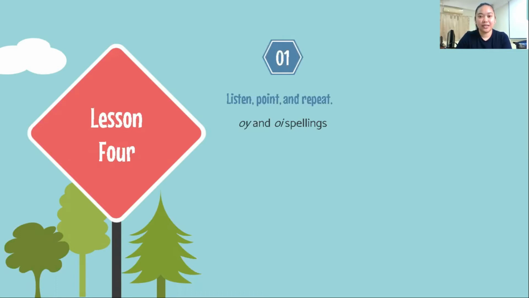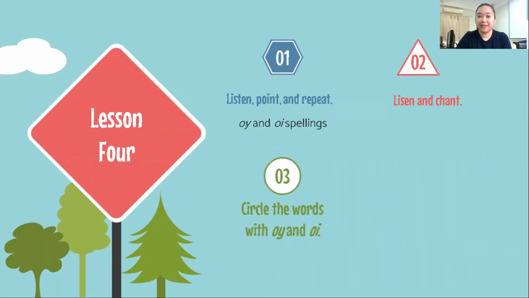1, we are going to do listen, point, and repeat with OY and OI spellings. 2, we are going to do listen and chant. 3, we are going to complete the exercise on your student book. Circle the words with OY and OI. And 4, we are going to do match and write. So get your pencils ready and get your student books ready. So let's start our class.